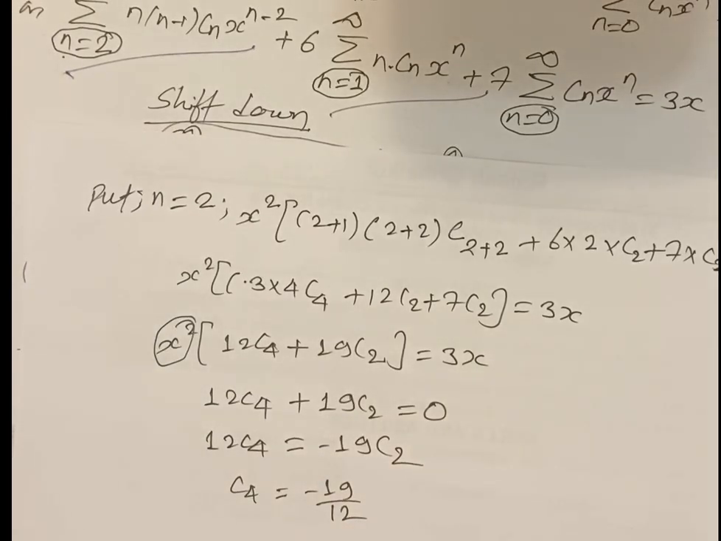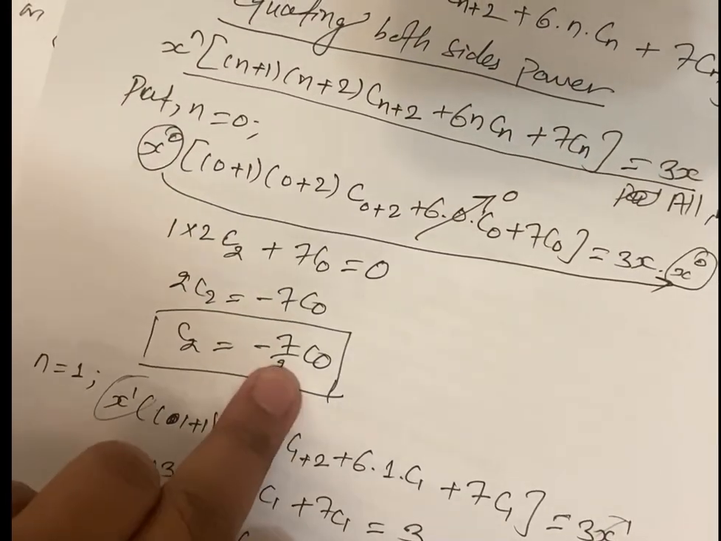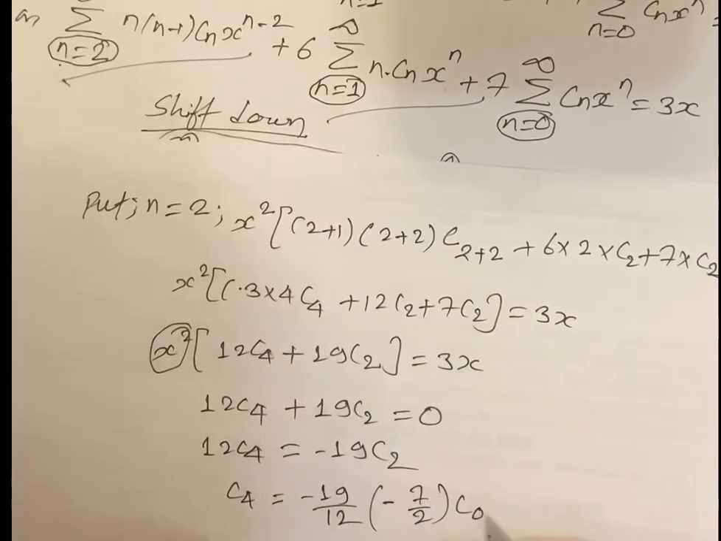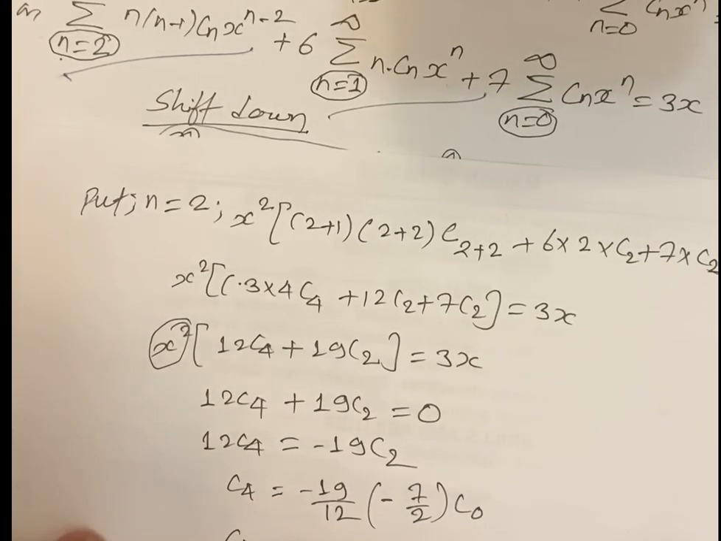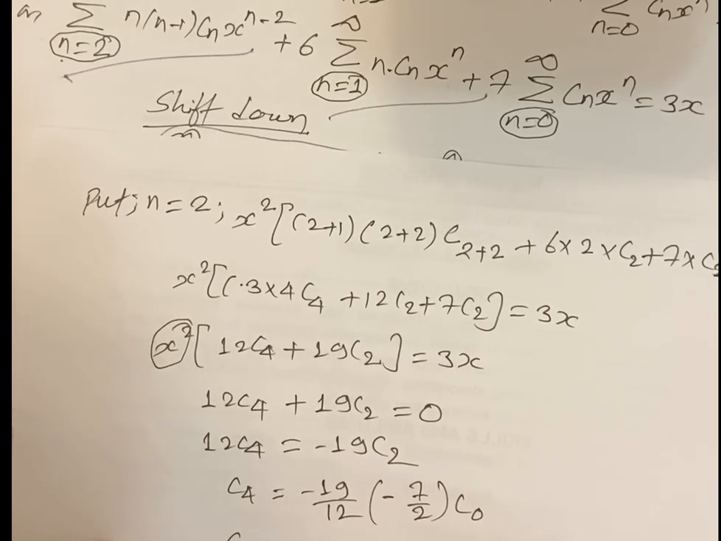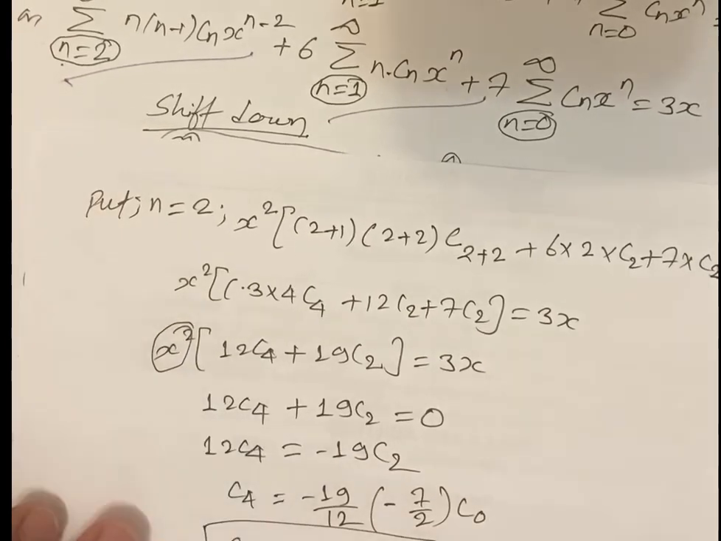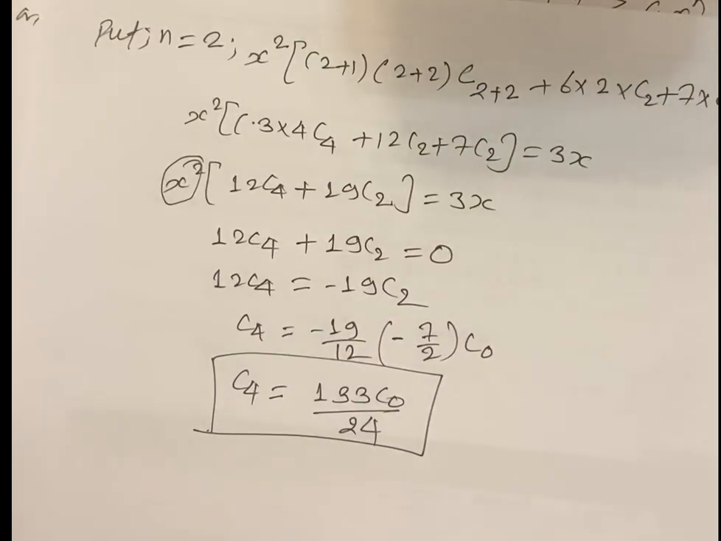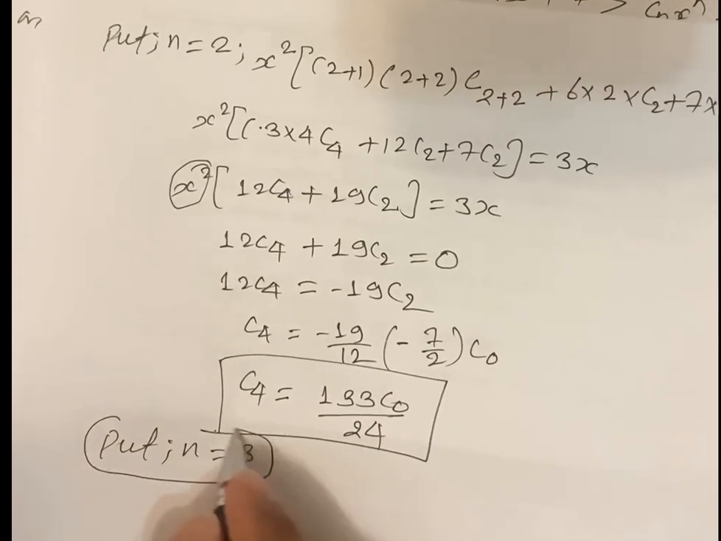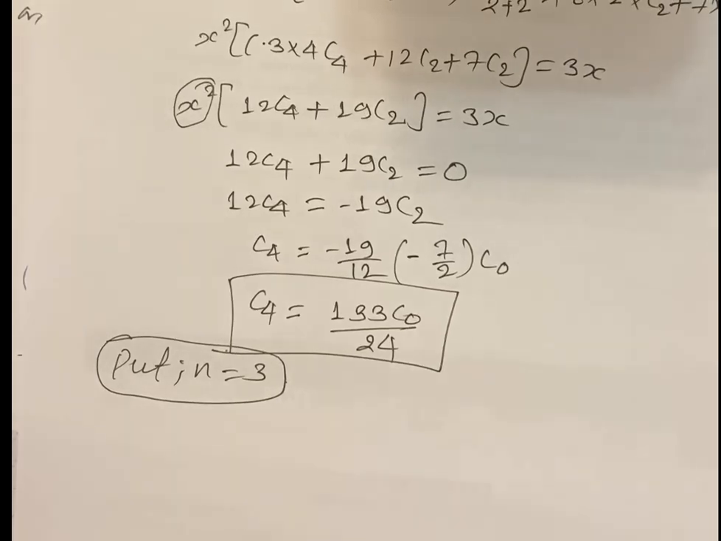We have already found the c2 value in our equation, that is c2 is equal to minus 7 by 2 c0. So let's substitute this minus 7 by 2 into c0. Then c4 becomes how much? c4 is given by minus plus, that is 133 c0 by 24. If you want more accurate, then you just go and put n is equal to 3, you will get c5. But this is just for sample, so I am going to put only n is equal to 2. If you want, you can just go and put n is equal to 3 and 4.